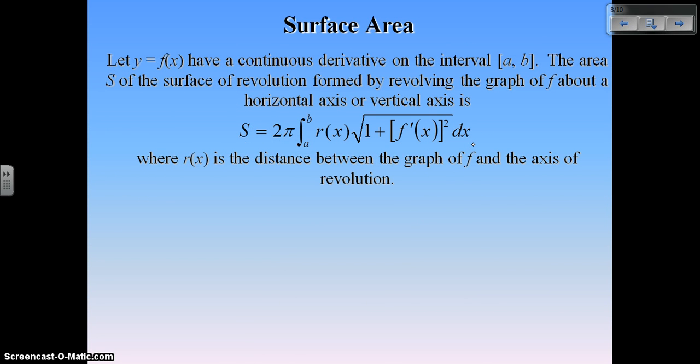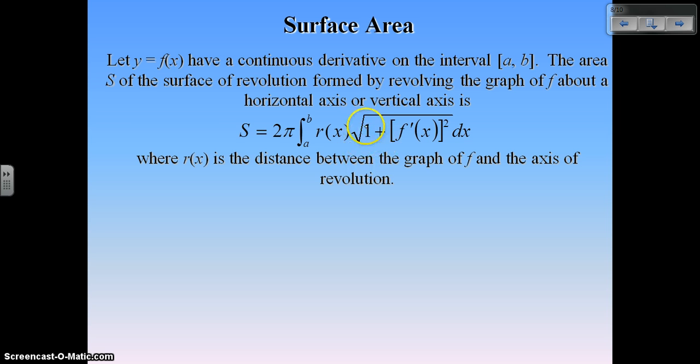The last thing we're going to talk about actually is not in your book. I don't know why it's not in your book, because it still is a topic mentioned from time to time on the AP exam, but it's the idea of surface area. Now, the reason I'm throwing surface area into this section is because it's so much like arc length.